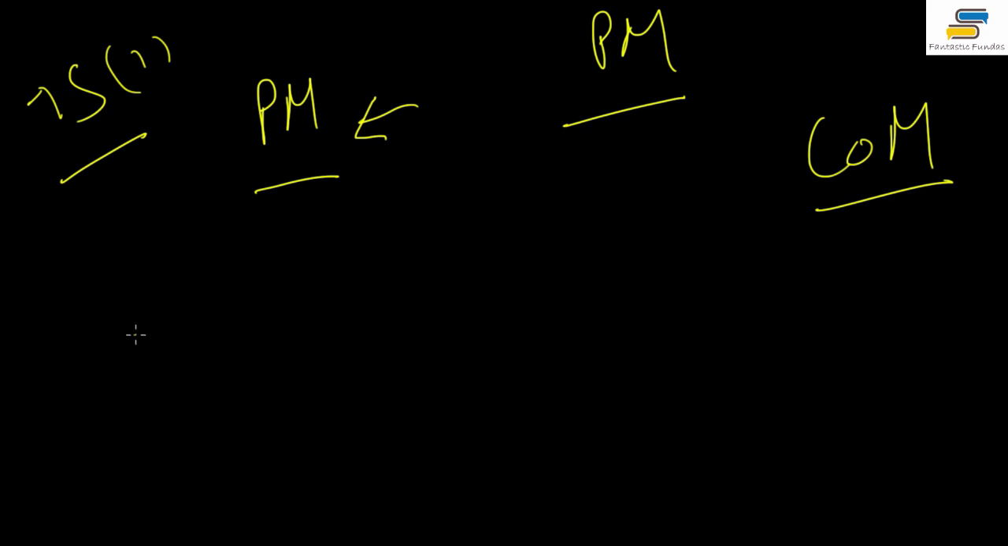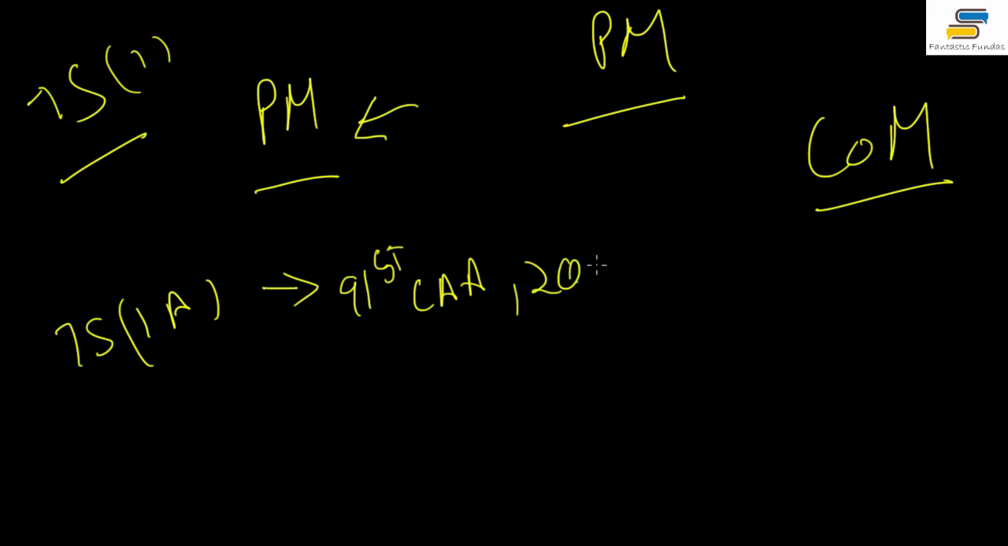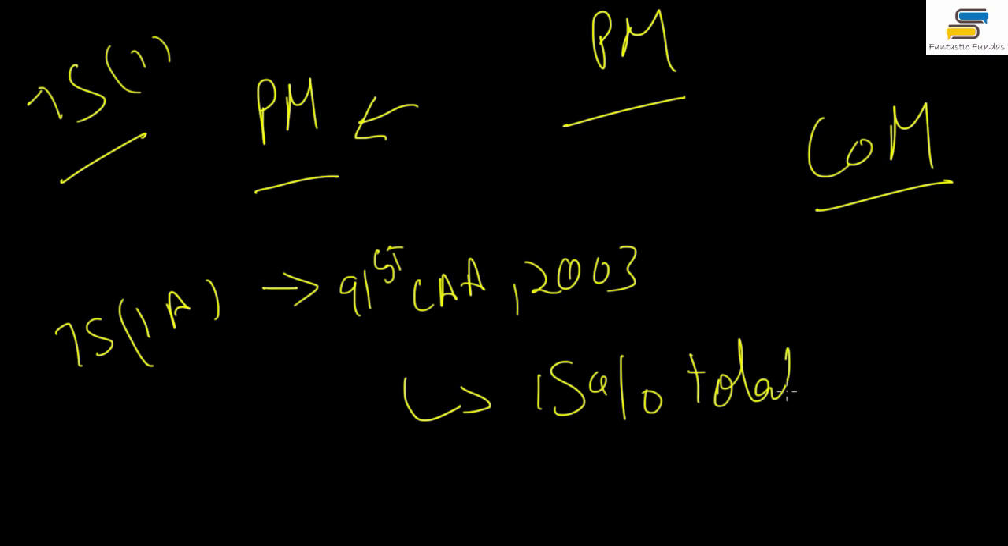Now, according to law, Article 75 Clause 1A, which was brought by the 91st Constitutional Amendment Act in 2003, says that not more than 15% of the total strength of the Lok Sabha is the maximum number of the Council of Ministers that can be appointed.